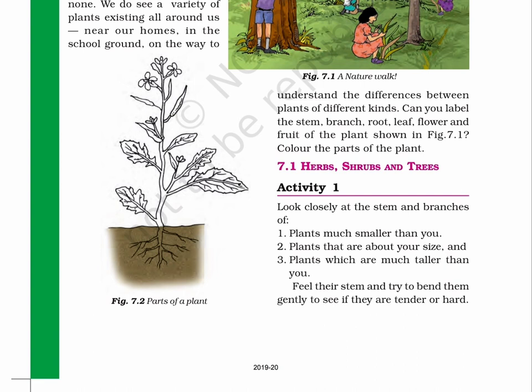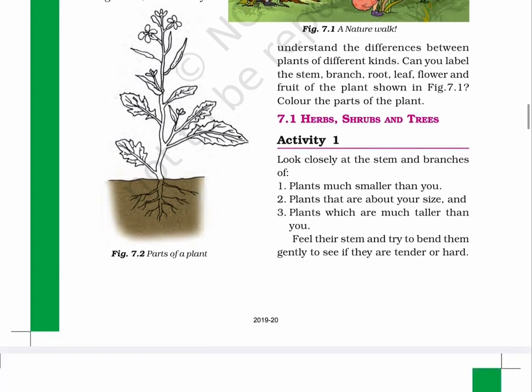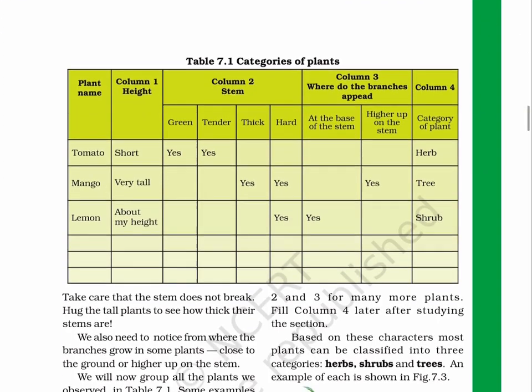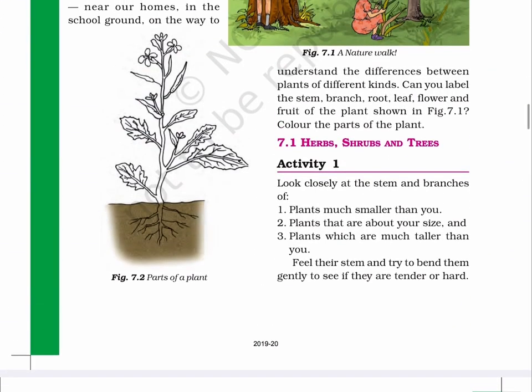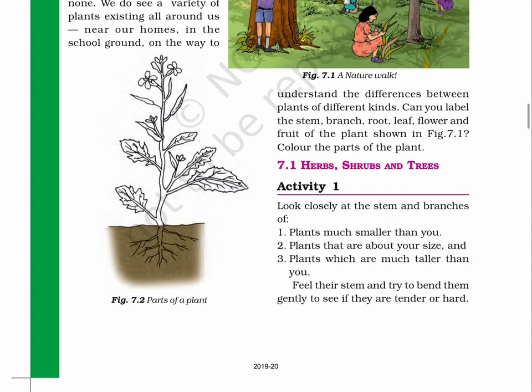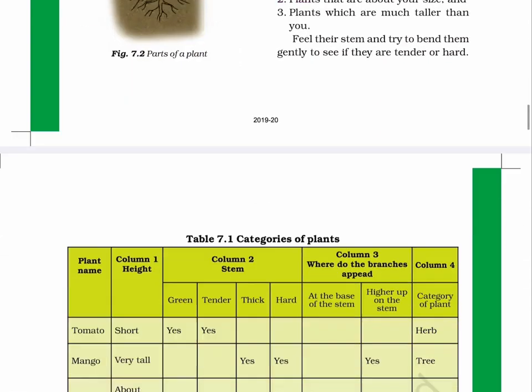Look closely at the stem and branches of 1. Plants much smaller than you. 2. Plants that are about your size. And 3. Plants which are much taller than you. Feel their stem and try to bend them gently to see if they are tender or hard. Figure 7.2. Parts of a plant. Page 53.